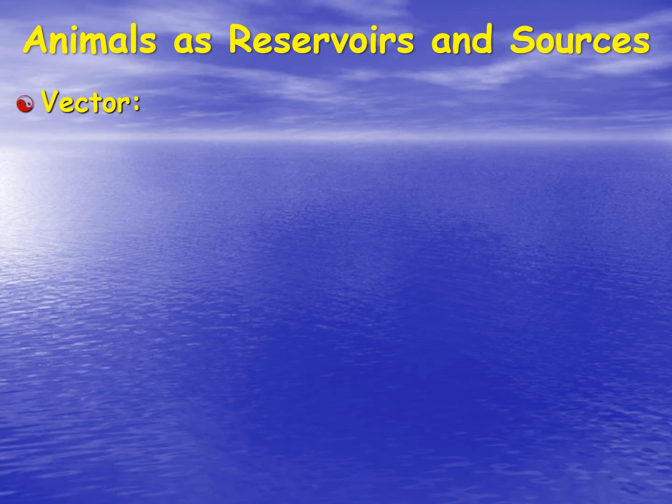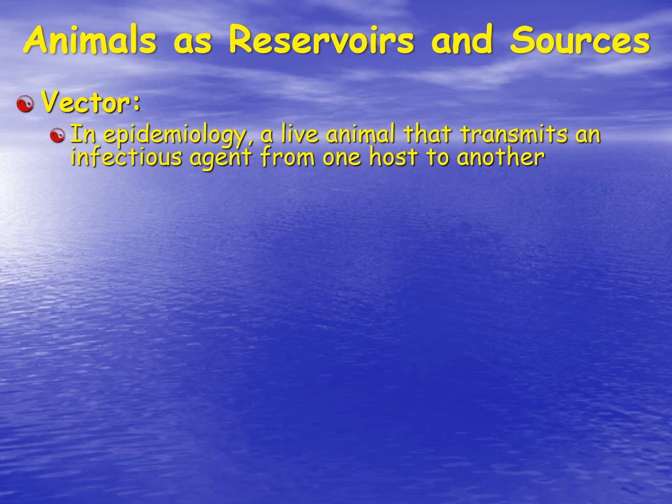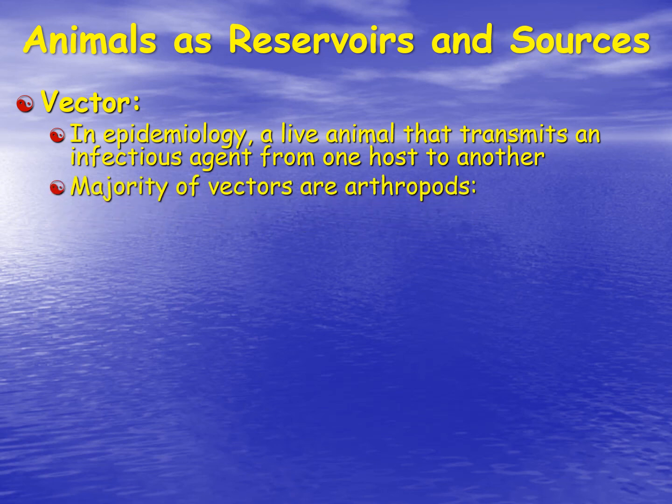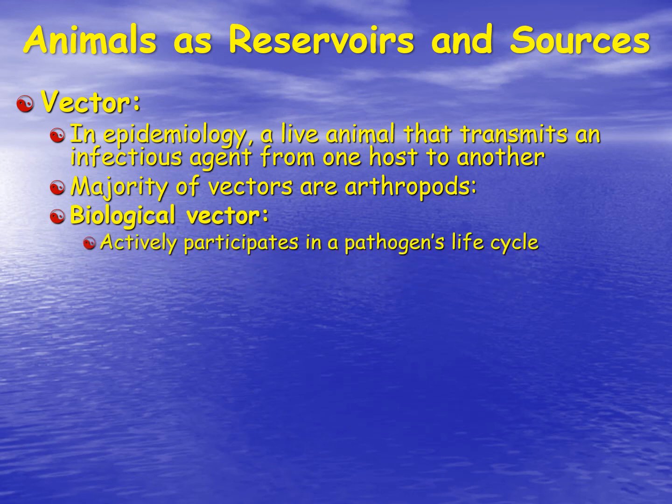Now, animals as reservoirs and sources, again, some animals may also be vectors. In epidemiology, a living animal that transmits an infectious agent from one host to another is considered a vector. Now, the majority of vectors are arthropods, either insects or arachnids. If they are a biological vector, what this means is that they are actively participating in the life cycle of the pathogen. In other words, part of the pathogen's life cycle must occur in this biological vector before it gets passed on to another susceptible host.